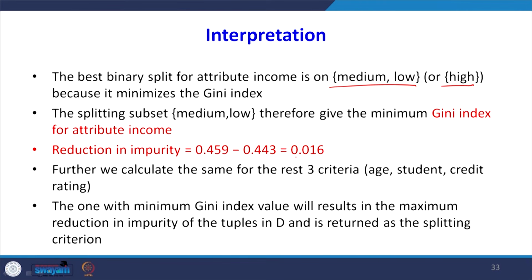Further, we calculate the same for the rest of the 3 criteria. So, we got the reduction in impurity for income. There are another 3 attributes, that is age, student and credit rating. For each attribute, we have to find out the reduction in impurity. The one with the minimum Gini index value will result in maximum reduction in impurity of the tuples in D and is returned as the splitting criterion.